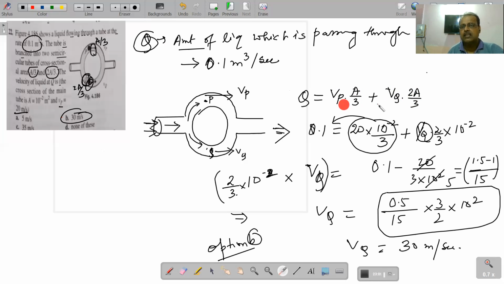So if you add these two portions, ultimately you will get Q, that is the volume of liquid which is passing through this particular portion, because this volume of the liquid is getting bifurcated through this pipe. So if you add these two things, that means this portion and this portion, you are going to get Q, which is mentioned in the very first line of the problem: the liquid which is flowing through a tube at the rate of 0.1 meter cube per second. So this is the way you can solve this particular problem. Okay, thank you.